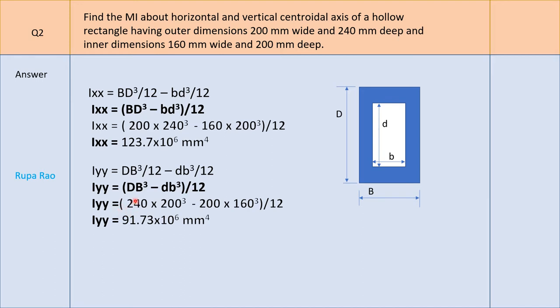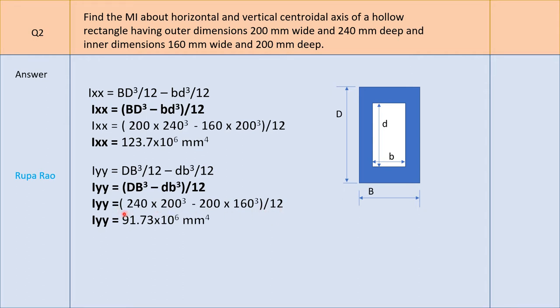Substitute a value, bracket open. Now capital D is 240, capital B is 200. So D 240, B 200, it's cube minus. Now small d is 200, and small b is 160. So 160, it's cube. Bracket close, divide by 12. This is how you substitute a value.